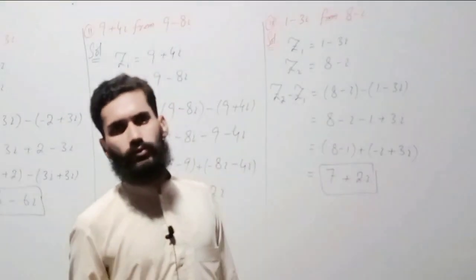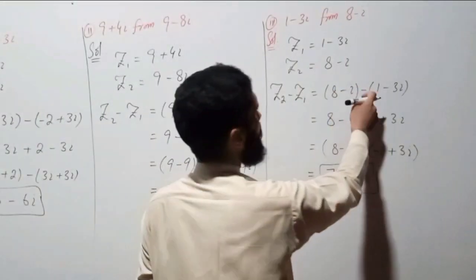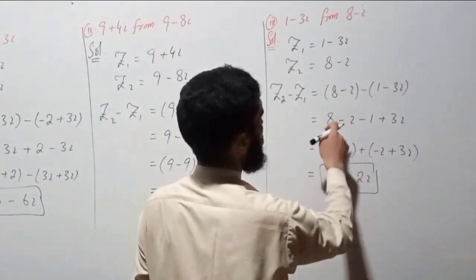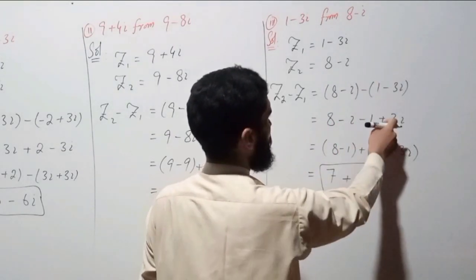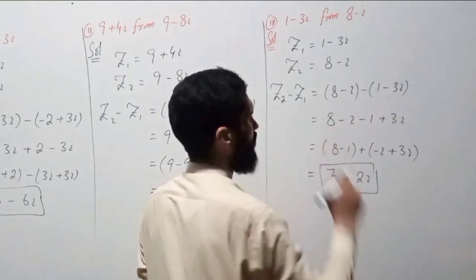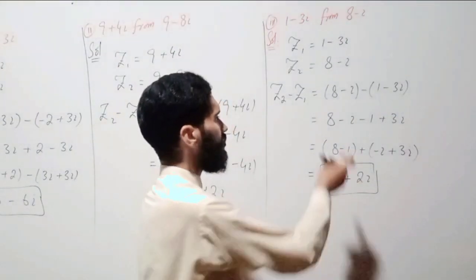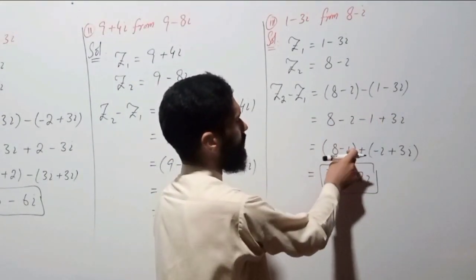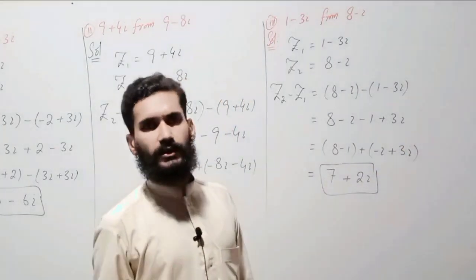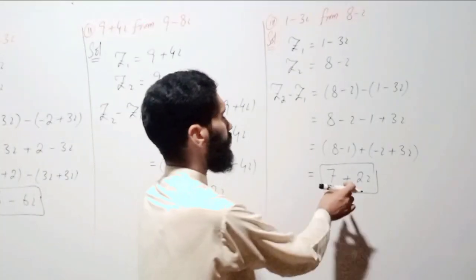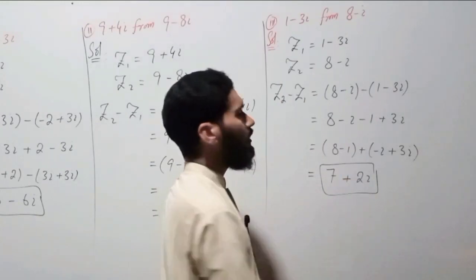Next one: z2 minus z1 is 8 minus iota minus 1 minus 3 iota. Applying the minus sign: minus into plus, minus 1 or minus into minus, plus 3 iota. Imaginary part with imaginary part, real part with real part: positive 8 minus 1 is 7, and negative iota plus 3 iota is positive 2 iota. Note the required result is 7 plus 2 iota.